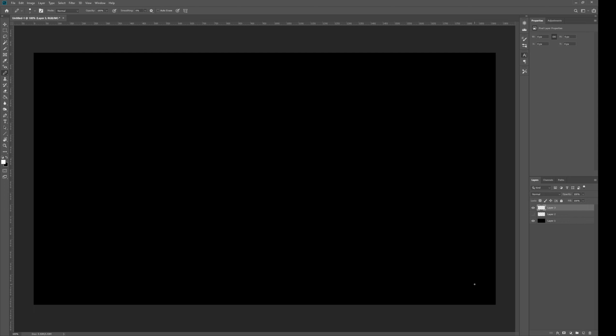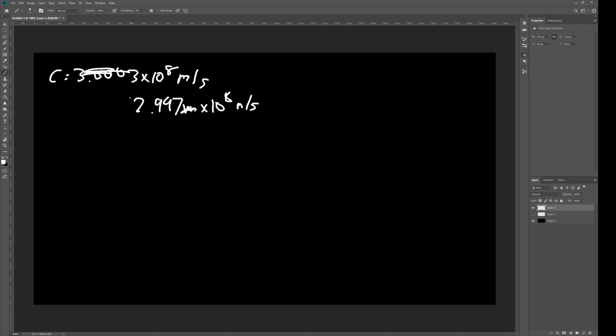Okay, let's get to the first thing we need to know: the speed of light, which we denote as c, is equal to 3 times 10 to the 8th meters per second. But it is also 2.997 times 10 to the 8th meters per second. Now, I would not recommend memorizing the 2.997. Just memorize the 3 times 10 to the 8th.